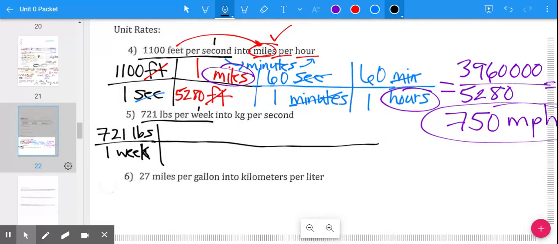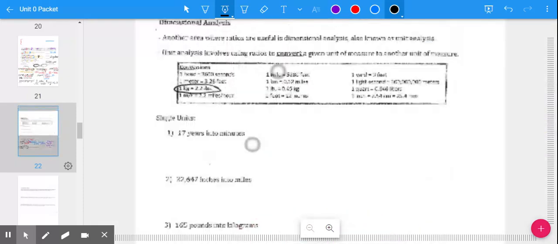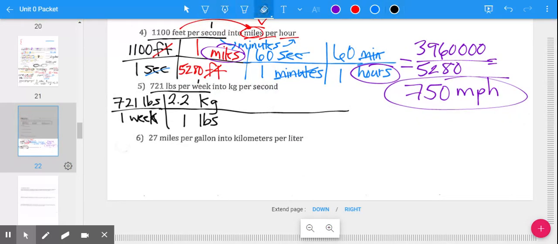So we come back down here. Pounds is at the top, so pounds is at the bottom. So it says 1 pound is 2.2 kilograms. Did I get that the right way? Nope, the other way around. 1 kilogram is 2.2 pounds. So now we have pounds at the top, pounds at the bottom. They cross out. We're left with kilograms, which is what we want.